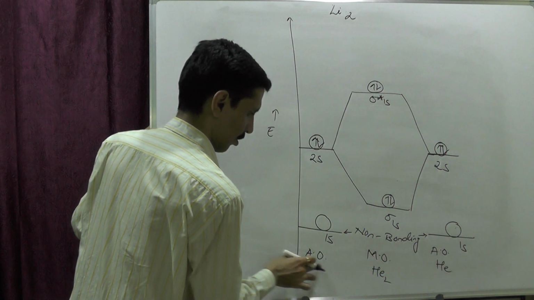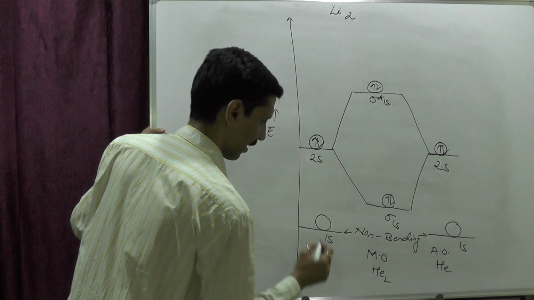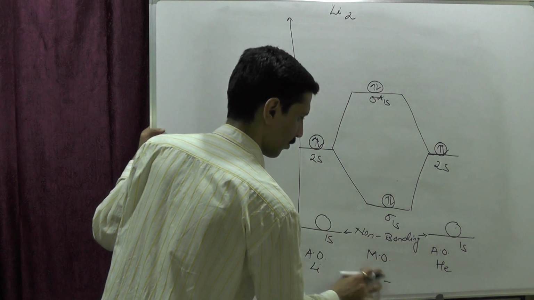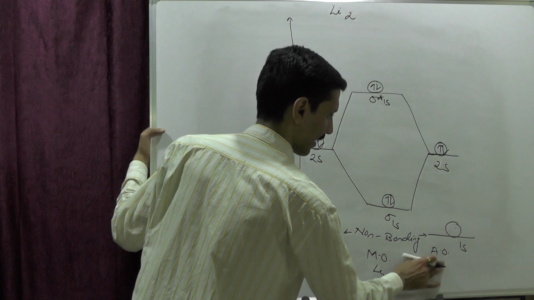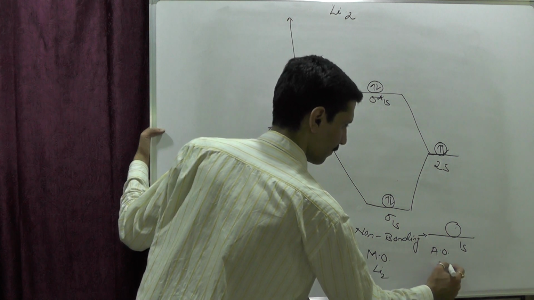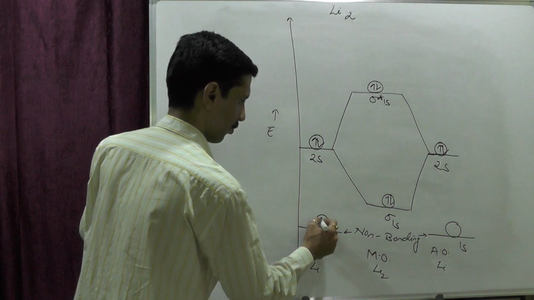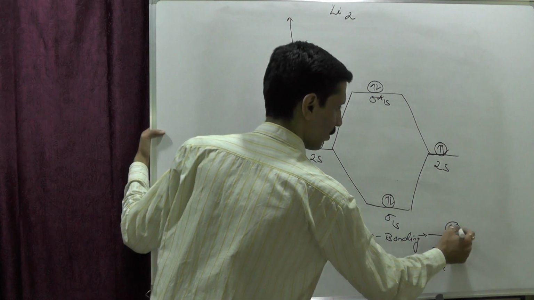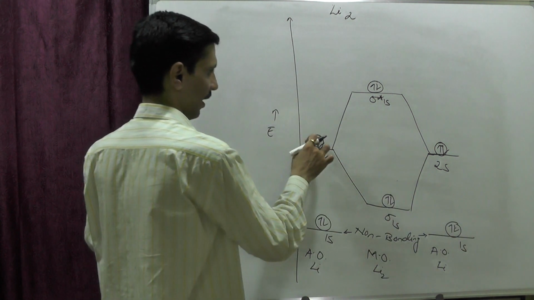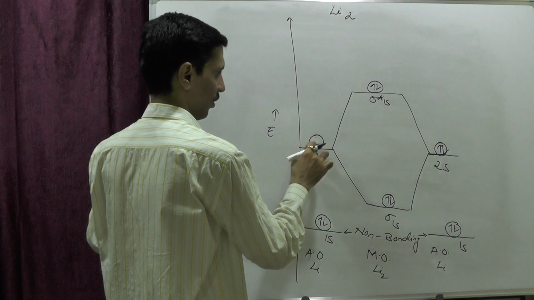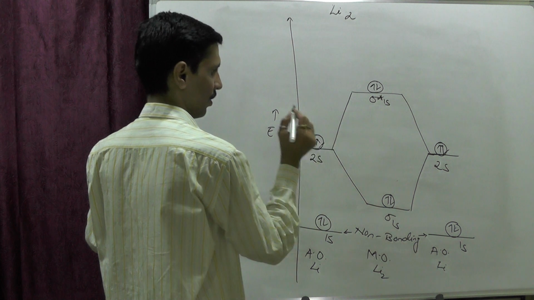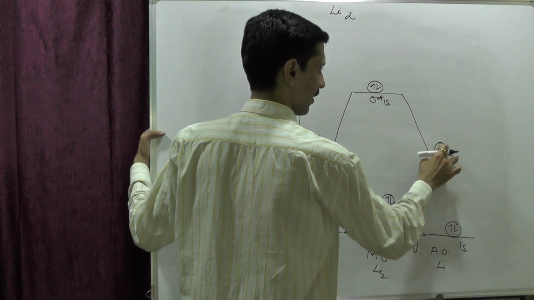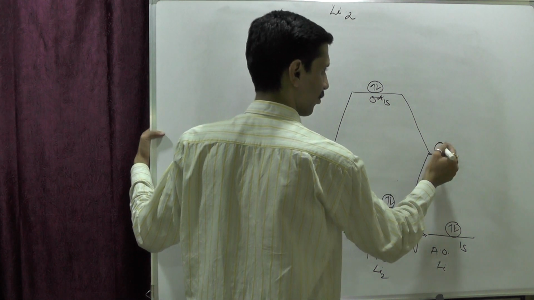Here the changes, and you know well what changes will come. This is lithium, this will be Li2, and this will be Li again, the atomic orbital. So it is 1s2, 1s2, and in 2s there will be only a single electron. Here also in 2s there is going to be a single electron.